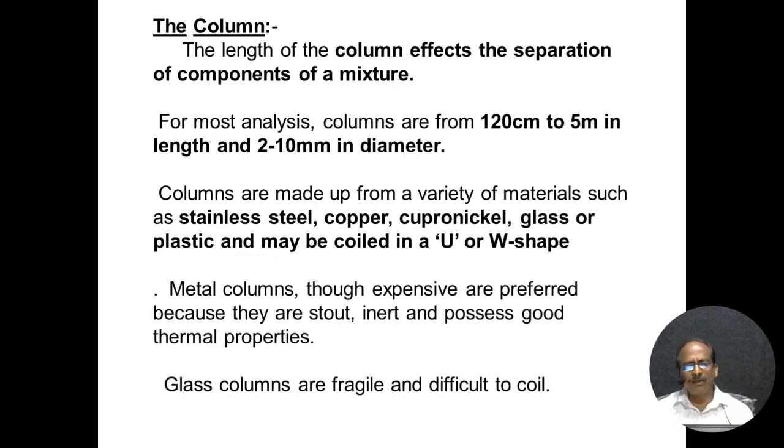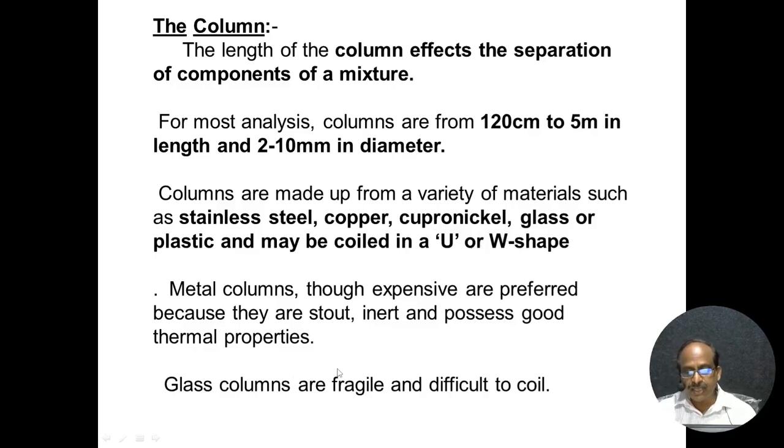Now the column. Most columns are 120 centimeters to 5 meters in length and 2 to 10 millimeters in diameter. Columns are made of stainless steel, copper or cupronickel, glass or plastic, and may be coiled, or in U shape or W shape.